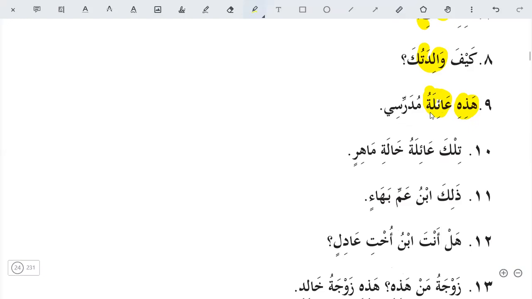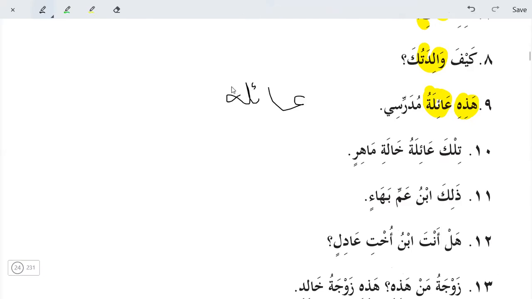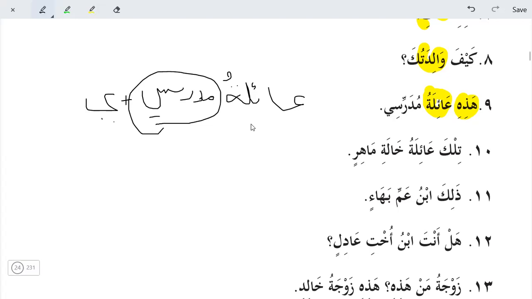Hadhihi ailatu mudarrisi. Ailatu is mudaf. Mudarrisi here is two, mudaf and mudaf ilayh. Ailatu mudarris. Mudarrisi, my teacher. So mudarris is mudaf ilayh for ailatu, and mudarris is mudaf for ya, for me. This is my teacher's family. Tilka ailatu khalati mahirin. This is also two mudaf and mudaf ilayh.